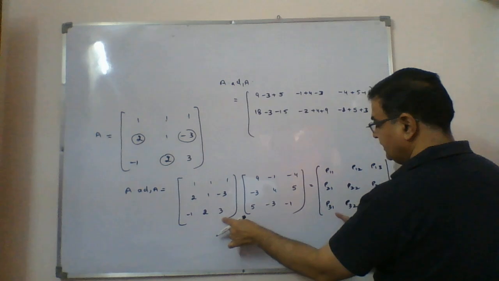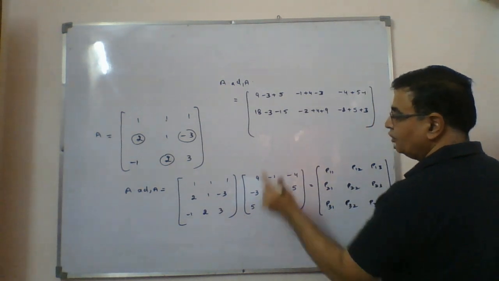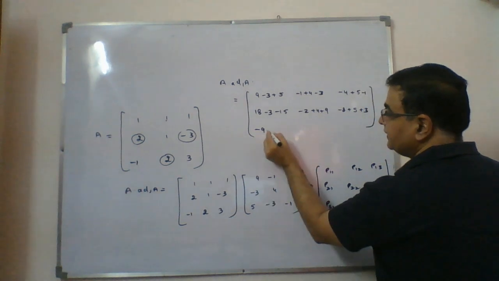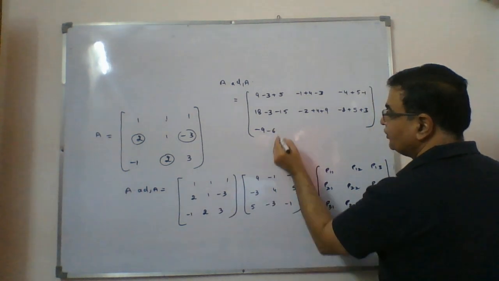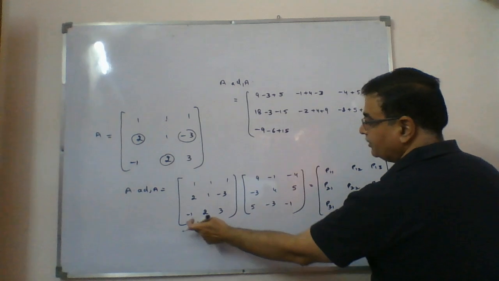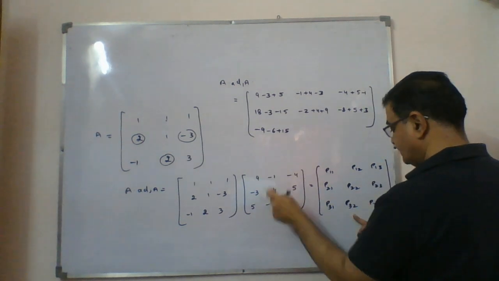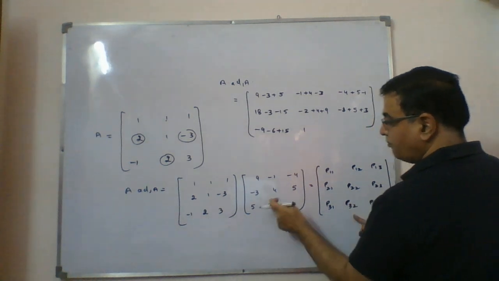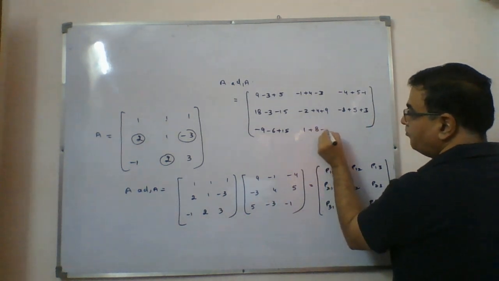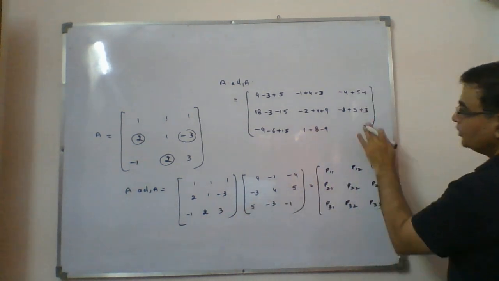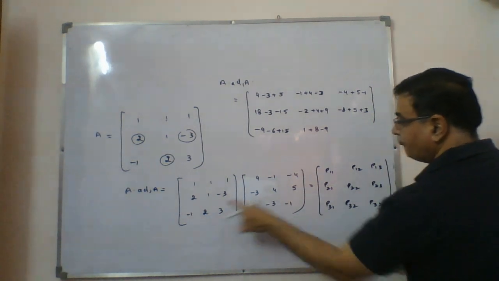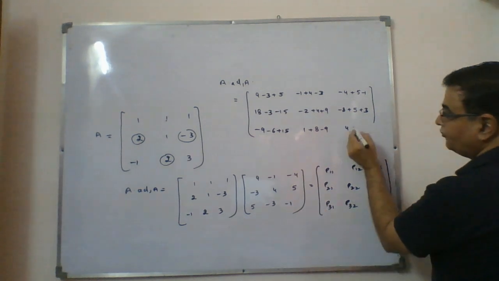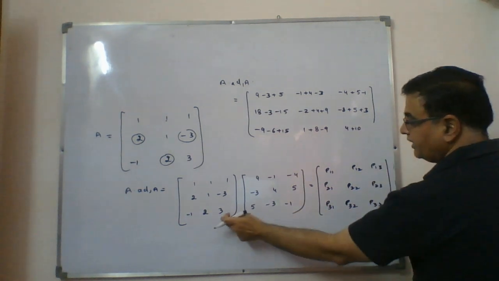Then we go for P31, third row, first column, what will come? Minus 9, minus 6, plus 15. Then third row, second column, what will it be? 1, plus 8, minus 9. Then the last will be minus 4, plus 10, then minus 3.